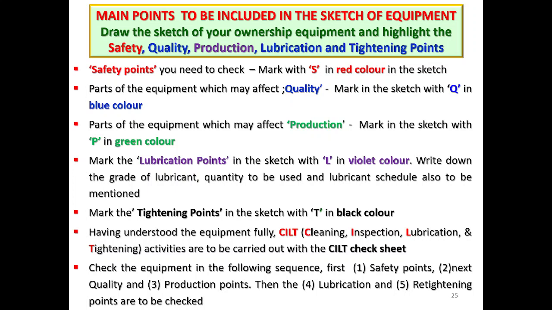This slide again talks in detail about what are the important points to be marked and highlighted in the sketch of the equipment. First, mark the safety points in the sketch as capital S in red color. Next, mark the parts which may affect quality as capital Q in blue color. Production point as capital P in green color. Lubrication point as capital L in violet color. Write down the grade of lubricant to be used and also mention the lubrication schedule. And tightening points as capital T in black color.